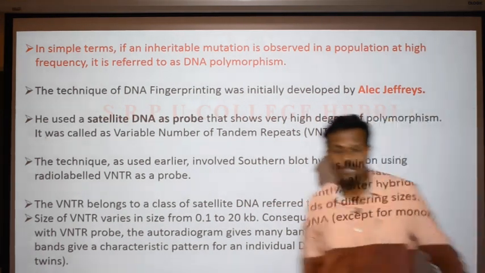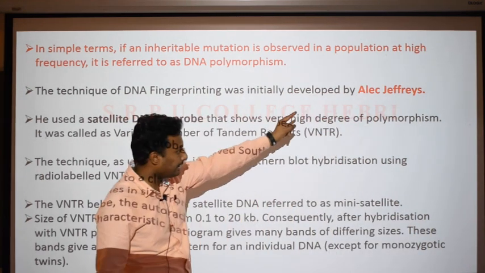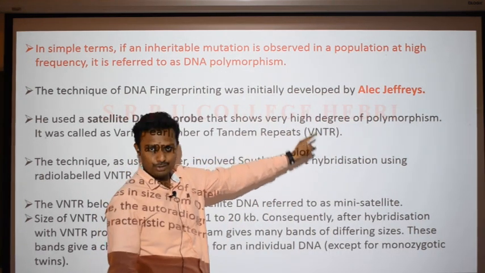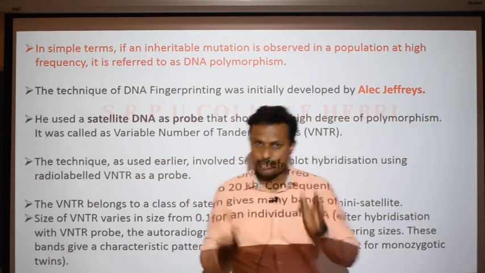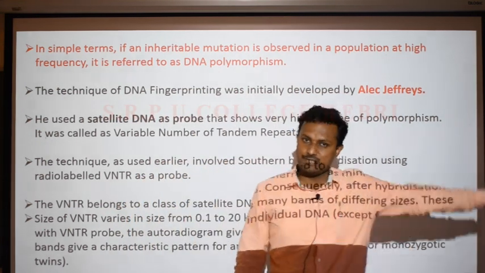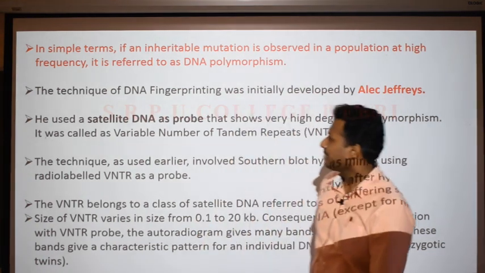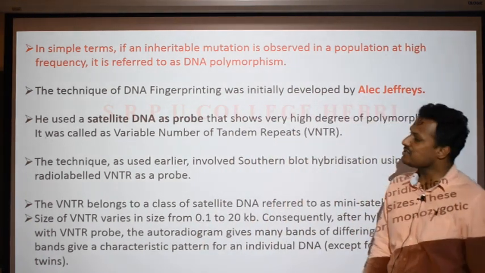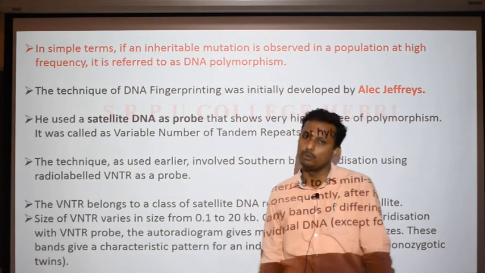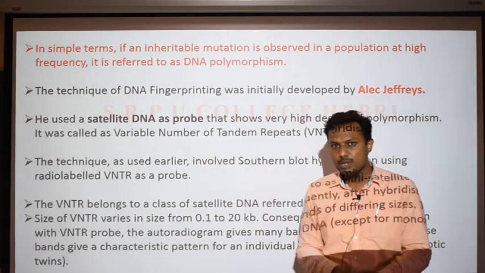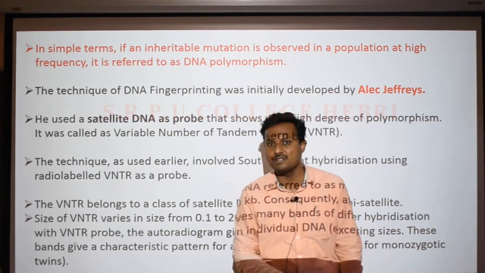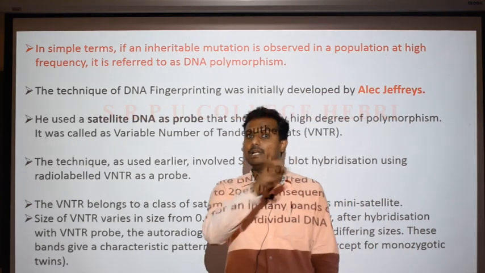Alec Jeffreys. Remember the name of the scientist who for the first time explained and discovered the concept or procedure of DNA fingerprinting. The name is Alec Jeffreys, right? Of course, he used satellite DNA as a probe. Probe means we make use of certain small DNA fragments which are radio labeled.